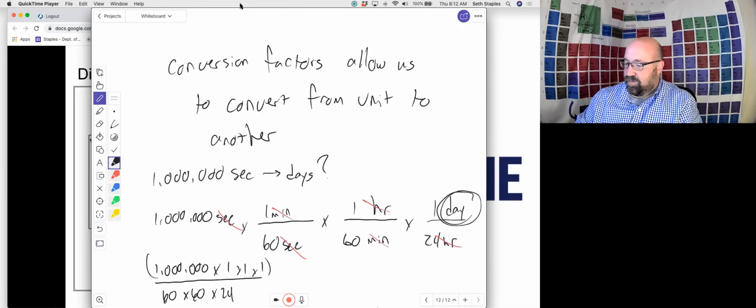And so then we can just plug this into the calculator just like this. And so if you've got a nice fancy TI, that's easy enough to use. You would simply go 1 million, then divided by, and then I would start my parentheses, 60 times 60 times 24, close my parentheses, and I get 11.57 days.